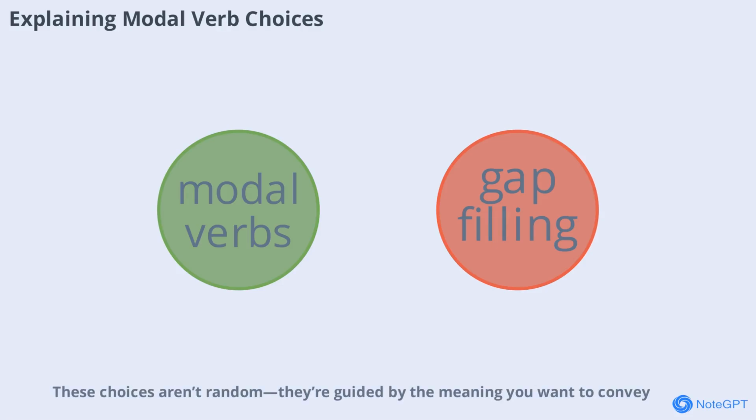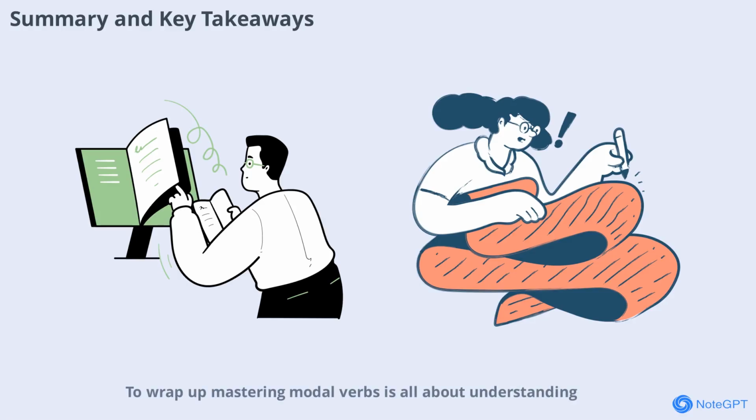By understanding the logic behind each modal verb, you'll be able to use them more precisely in your own speaking and writing. Keep practicing with different contexts, and soon, modal verbs will become second nature to you. Wrap up, mastering modal verbs is all about understanding their meanings and practicing them in context. Through these gap-filling exercises, you've seen how modal verbs like should have, needn't have, may have, and must be can change the meaning of a sentence.